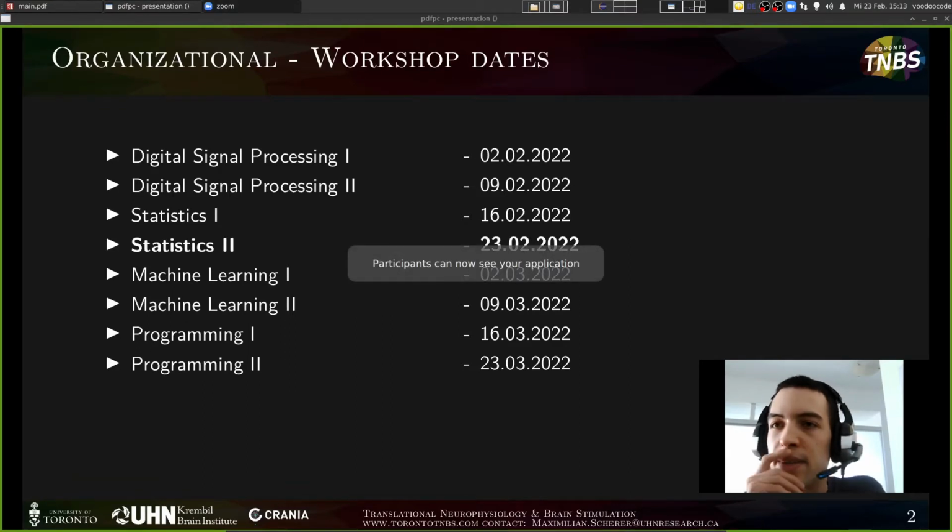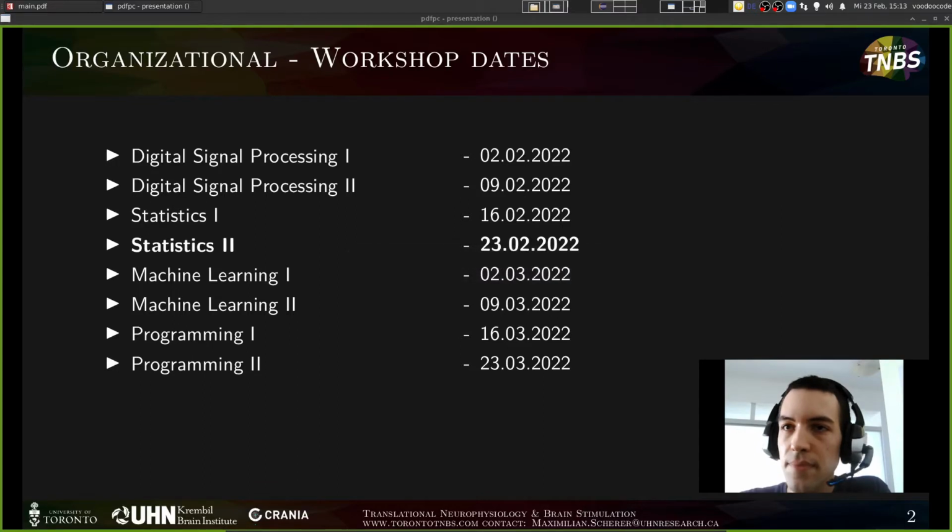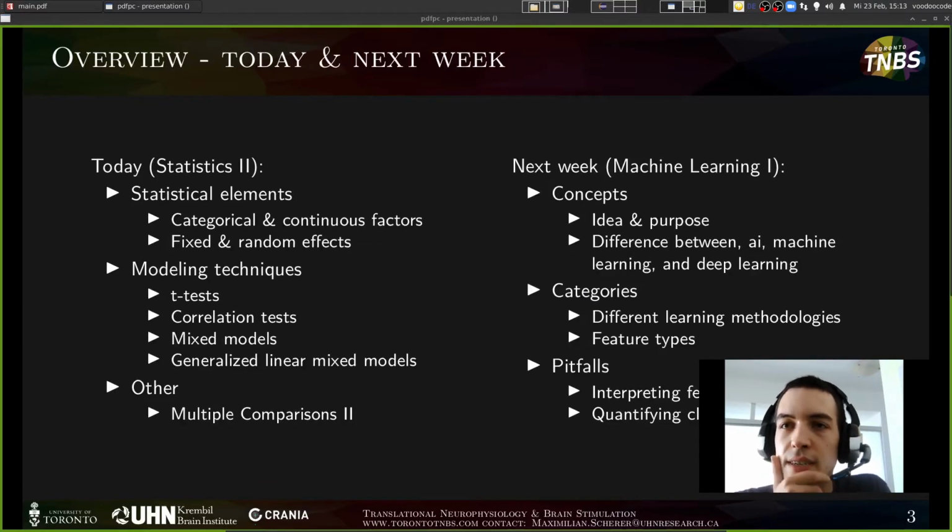As I already said, we're going to talk today a little about statistics, more precisely different statistical factor types, like what's a categorical factor, what's a continuous factor, what's the difference between fixed and random effects, and then a number of different modeling techniques like t-tests, correlations, mixed models, and generalized linear mixed models.